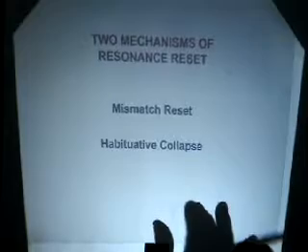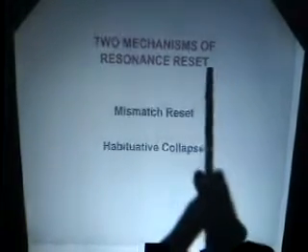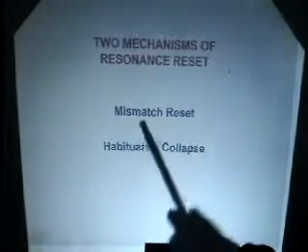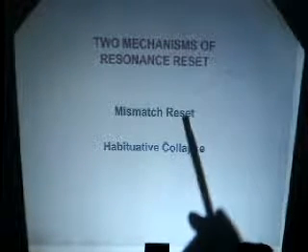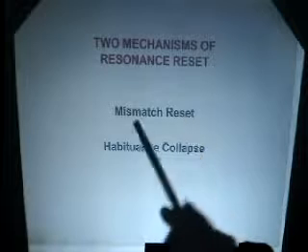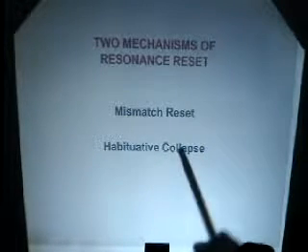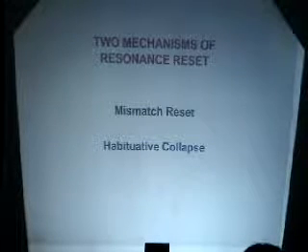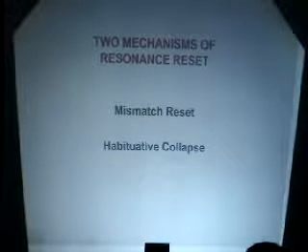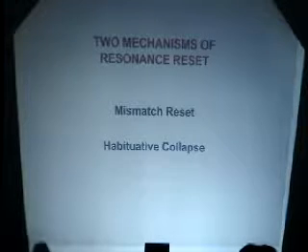Finally, these considerations indicate there are at least two mechanisms of resonance reset. One is mismatch reset. That's, for example, the way the G could inhibit the B. And the other is habituative collapse. That's where, just due to the resonance itself, it gets tired out due to activity-dependent habituation.